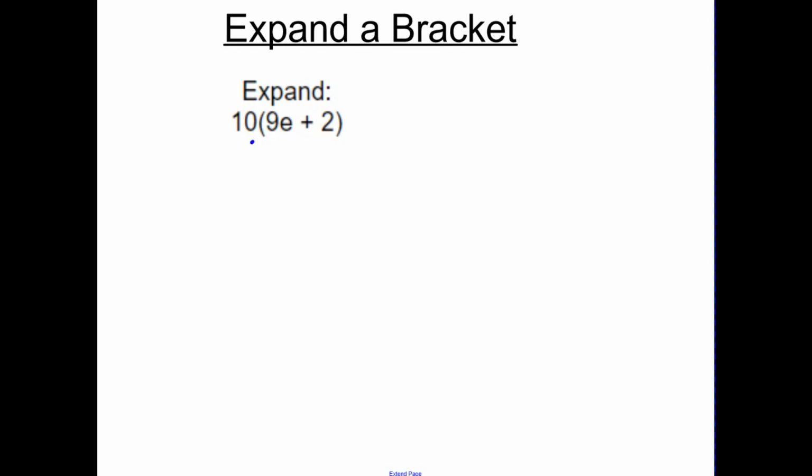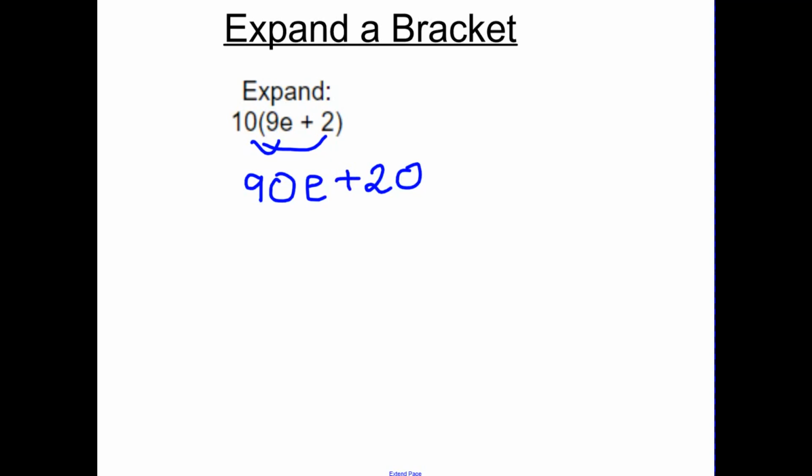Now, do this part first. It looks complicated. It just means 10 multiplied by 9e. Well, 10 times 9 is 90. And then I've got an e. Doesn't matter what e is. Don't worry about it. And then we've got 10 multiplied by 2. Well, 10 multiplied by 2 is 20. What's the sign? It's a plus.